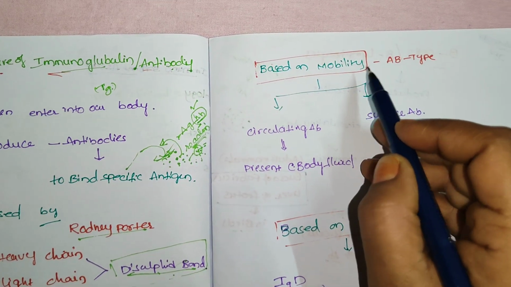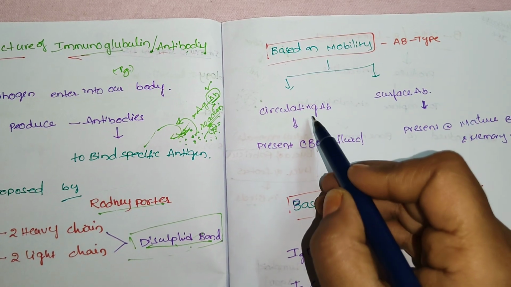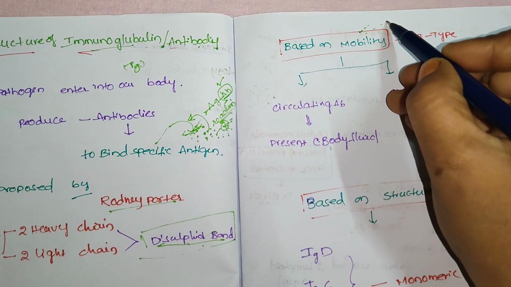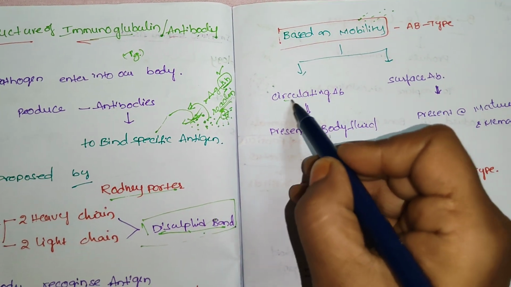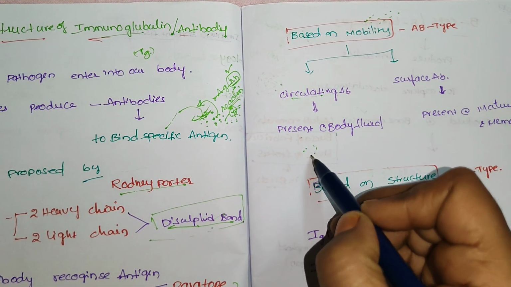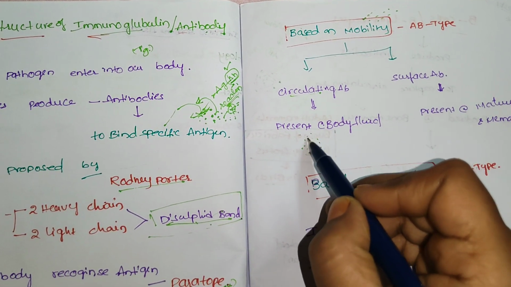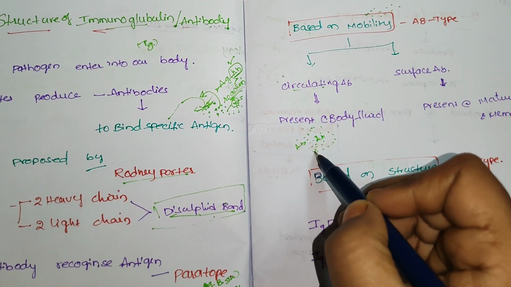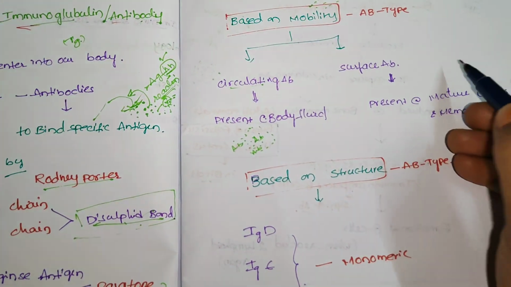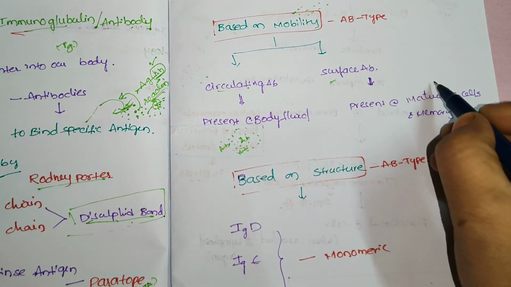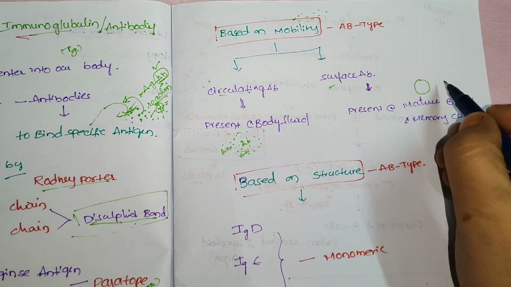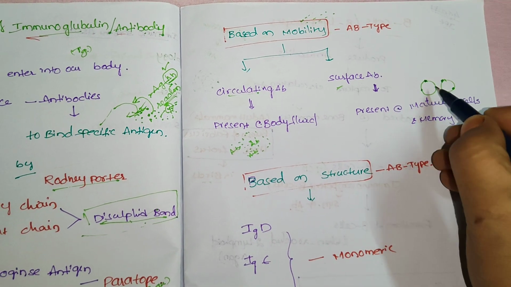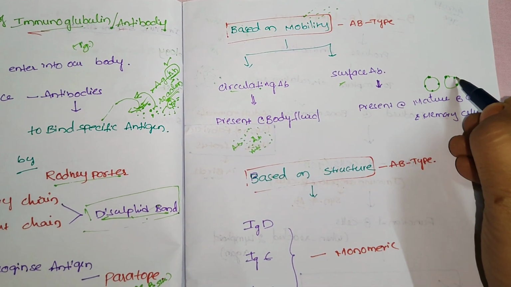Based on mobility, the antibodies are of two types: circulating antibody and surface antibody. Mobility means movement. Circulating means they are present in the body fluid. In the body fluid we have blood and lymph, so the antibodies are present there. This is the circulating antibody. Surface antibody, the name itself indicates surface. In the mature B cells and in the memory cells, the antibodies are present, not in the fluid but on the surface of the cells.